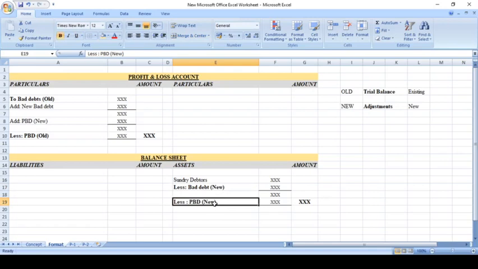So in my balance sheet, what I do, I show sundry debtors from which I will deduct the new bad debt, and I will have a net amount, and from the net amount I will have to deduct the provision for bad debts. I will arrive at the net amount for sundry debtors. So this is the treatment of provision for bad debts. Understood till that?